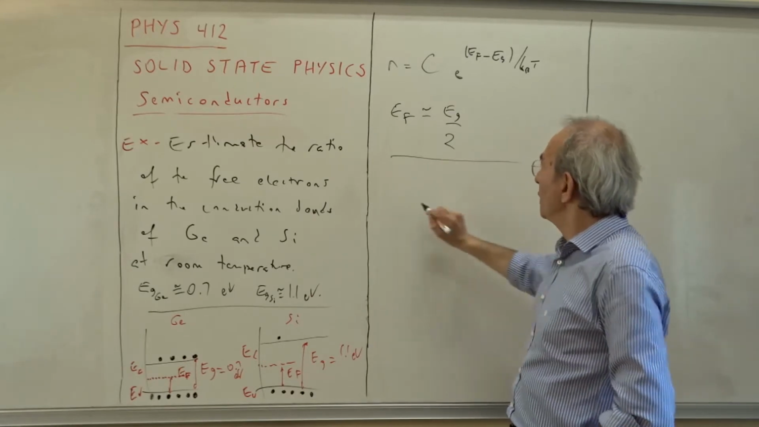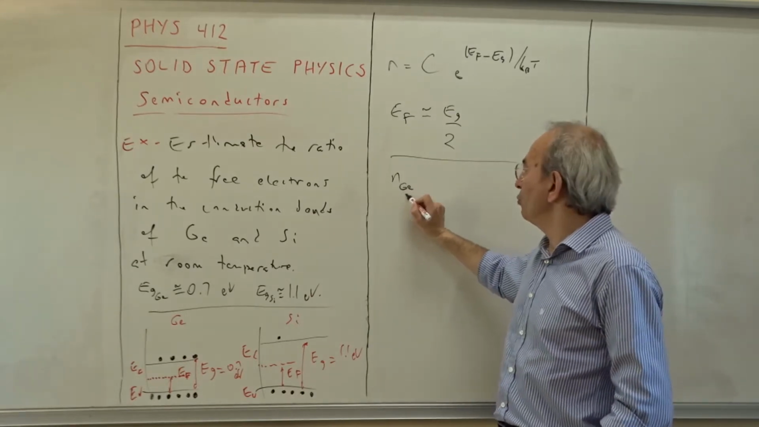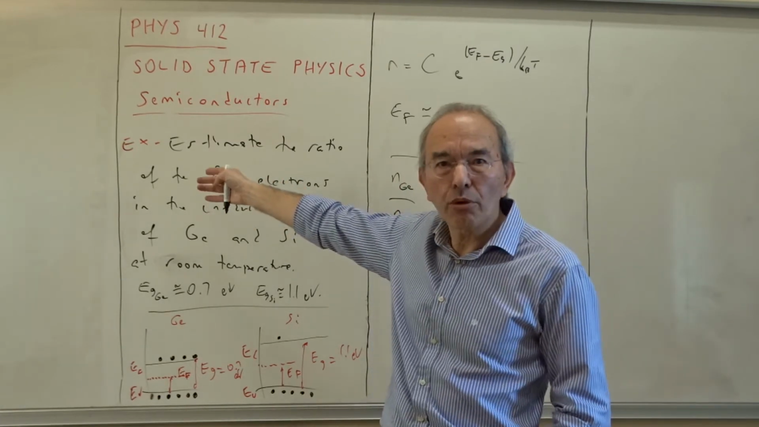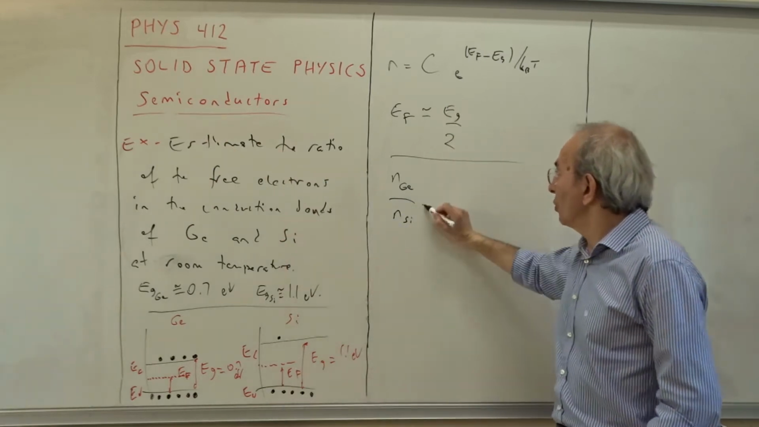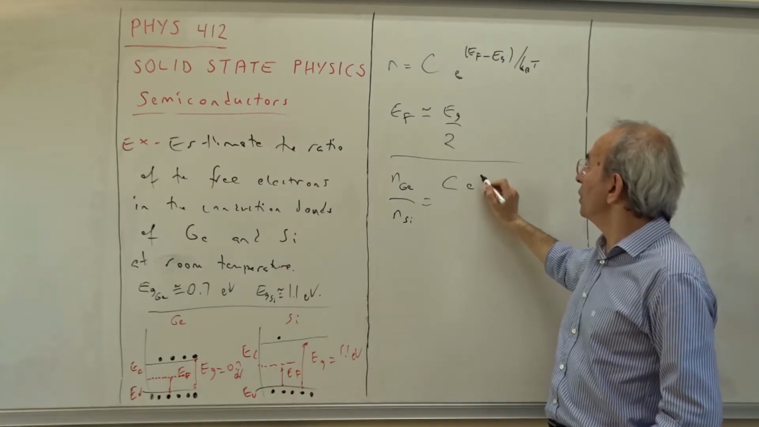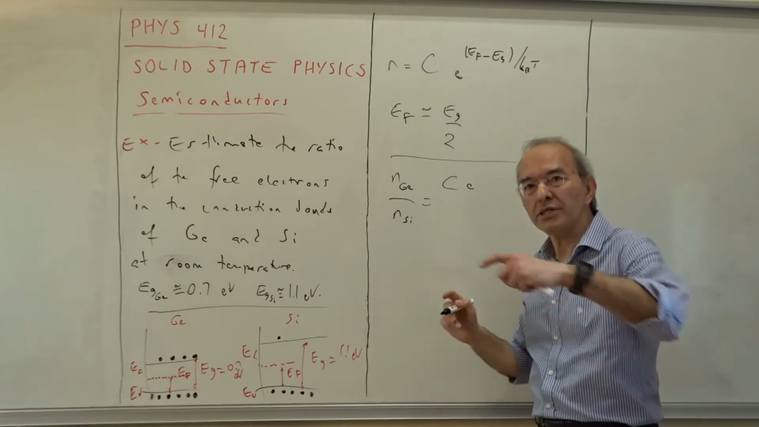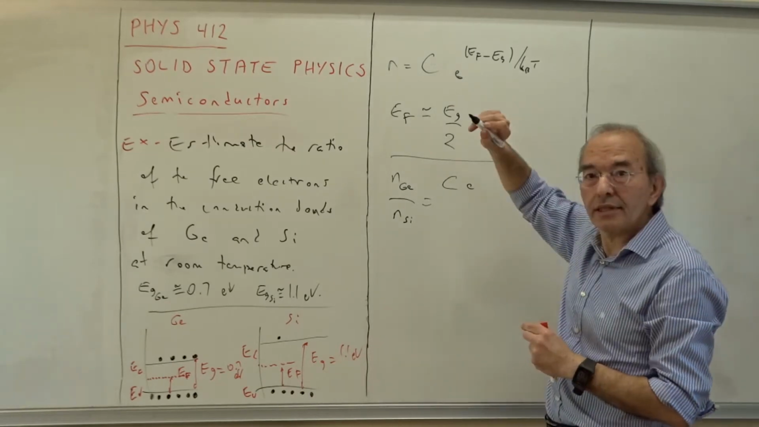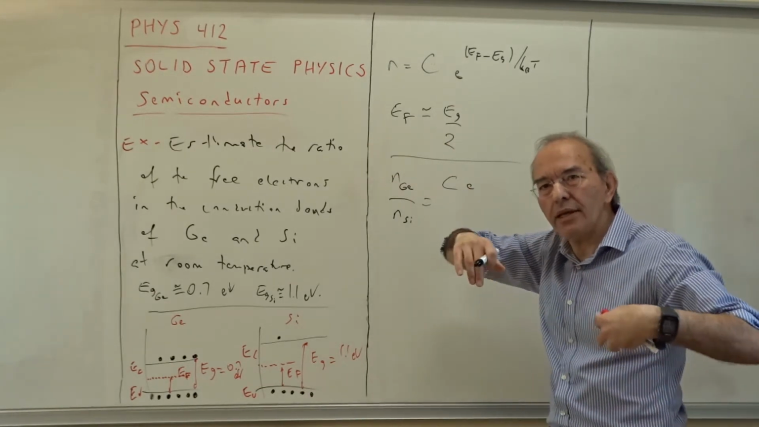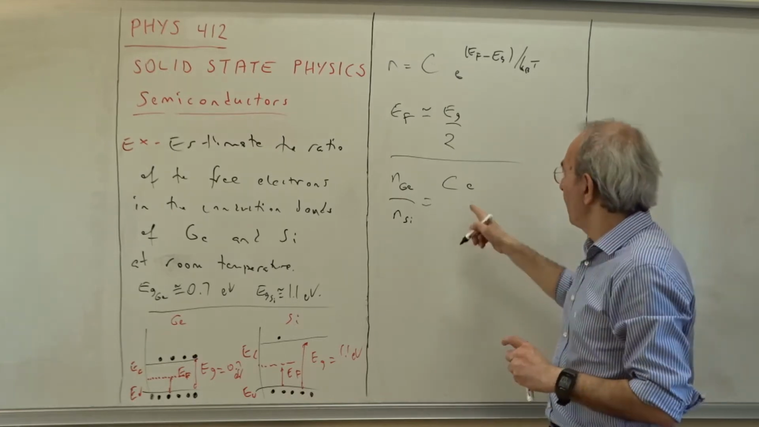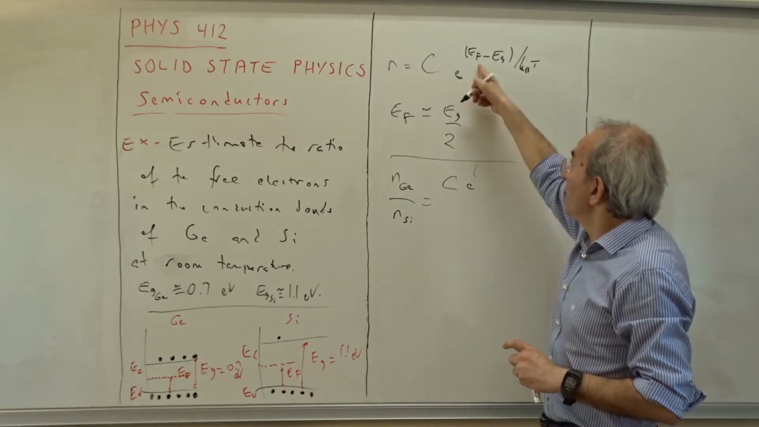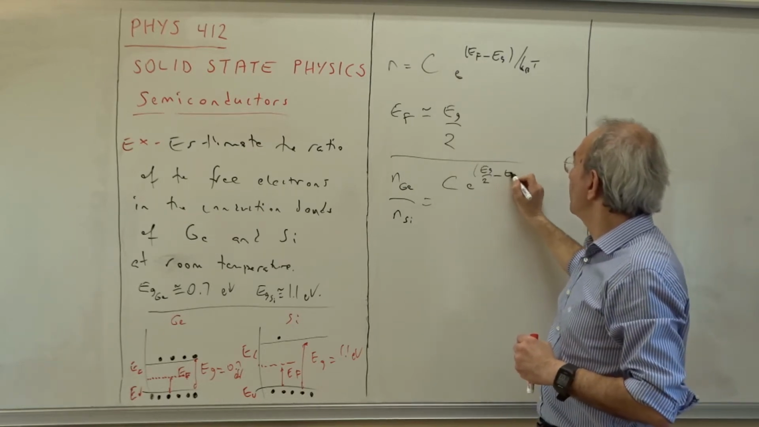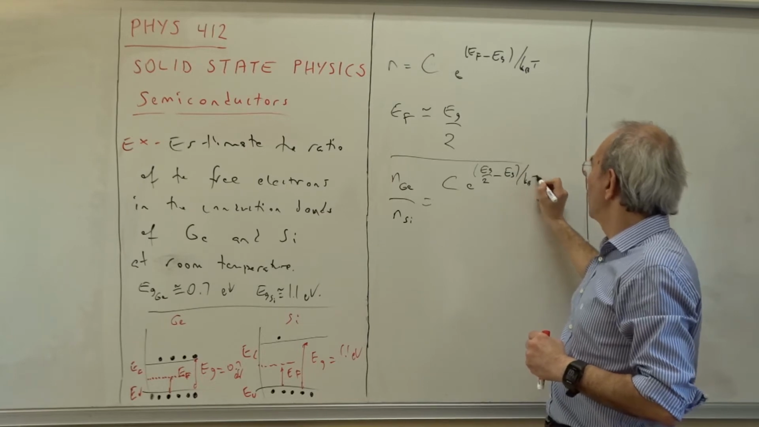Alright. So we will need N of germanium divided by N of silicon. This is the ratio as the problem tells us. So this is C e to the (EF minus EG). What is EF minus EG? EF is half of EG, so let me first write in terms of EG and then substitute the data. This is e to the (EG over 2 minus EG) divided by KBT.